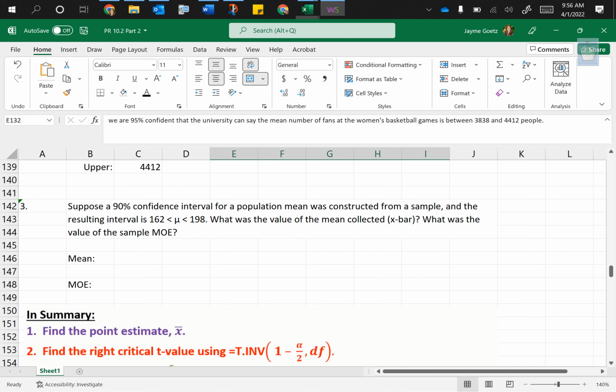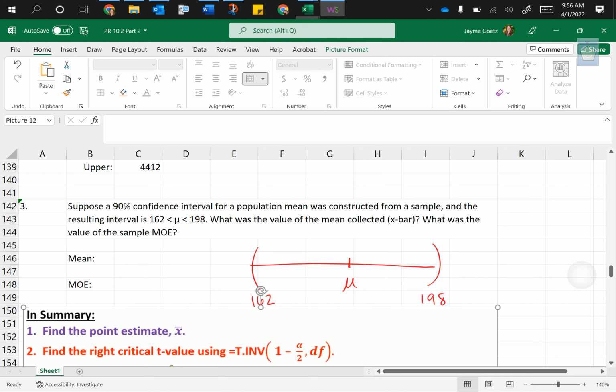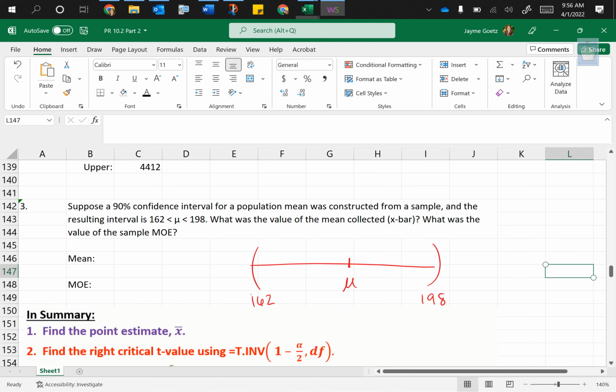So literally, they gave me the interval here. They're saying, okay, my interval is 162 to 198, and my mean is in between them. Where exactly is my mean when I say between them? It's exactly halfway. So to find the mean, you literally have to find the average of these two numbers. How do we find the average of two numbers? Add them together and divide by 2.